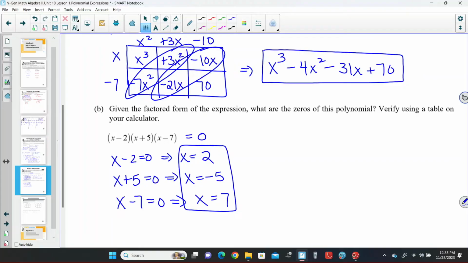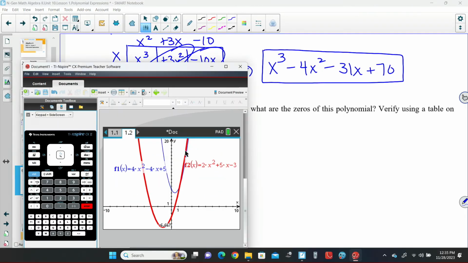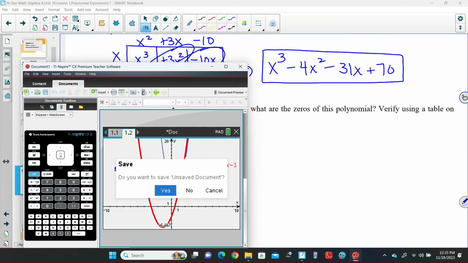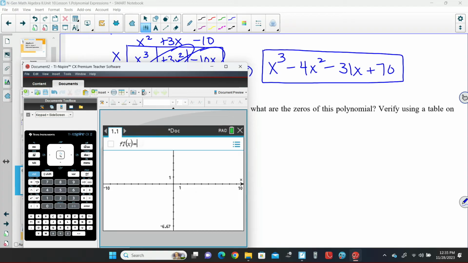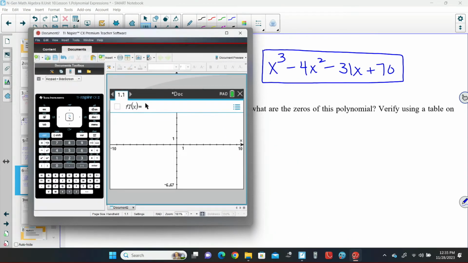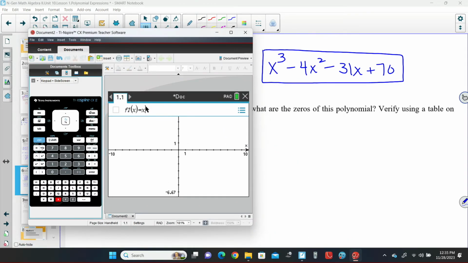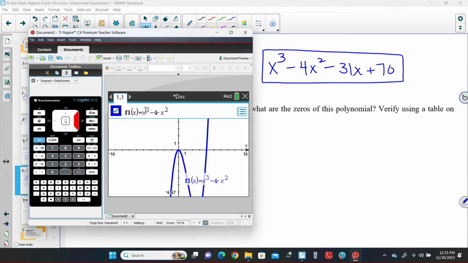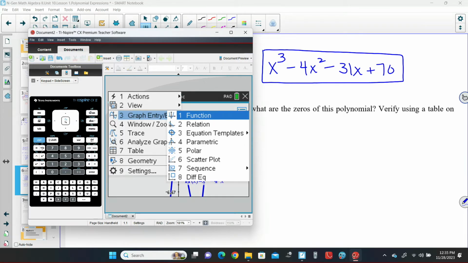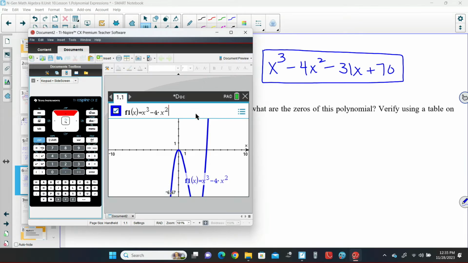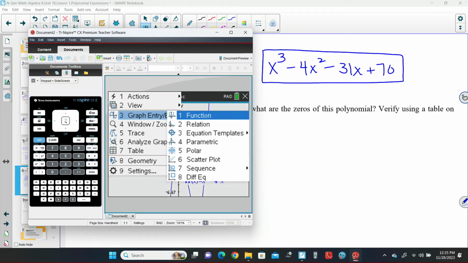Let me take a look on my calculator. All right, let me open up a brand new document. I'm going to add a graph, and I'm going to put that polynomial in. X to the third minus 4x squared. Oh, that's not what I wanted. Menu, graph edit, function. Wow, this thing is giving me a hard time right now.